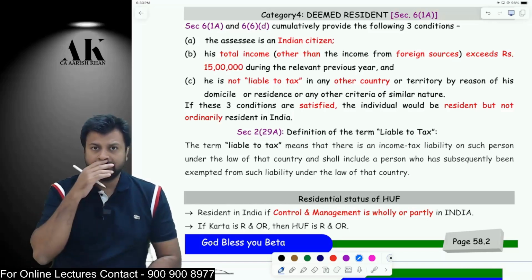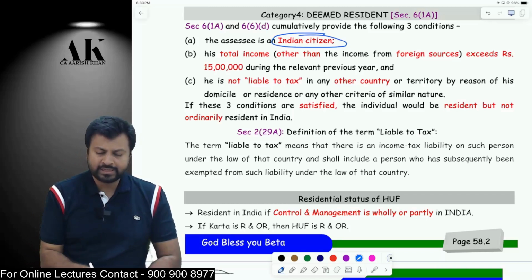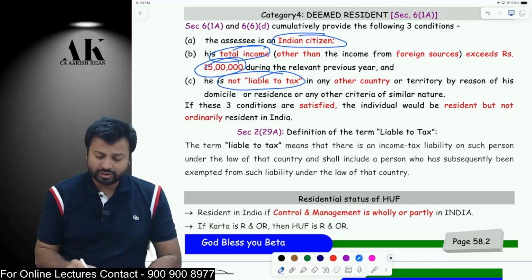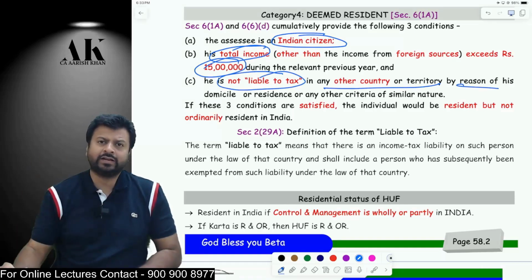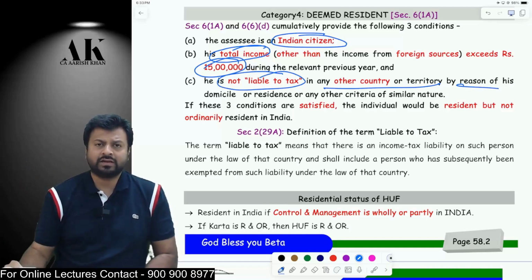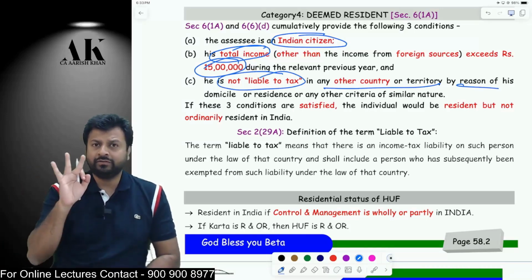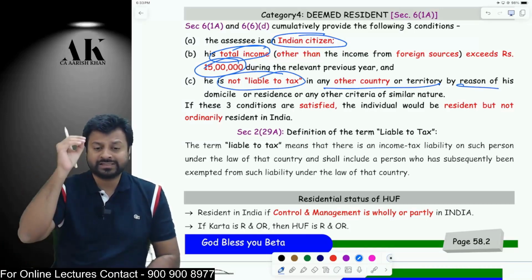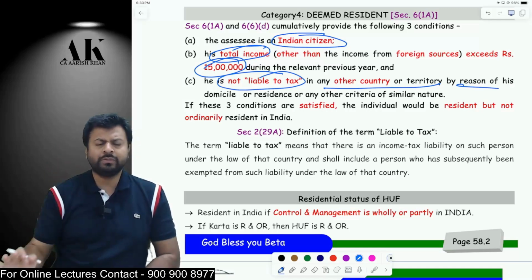What is the condition? You have to fulfill three conditions. The assessee is an Indian citizen, and his income from Indian source is more than 15 lakh rupees, and he is not liable to tax in any other country or territory in this entire world by reason of his residence or domicile, etc. So if you fulfill these three conditions, then without even staying for a single day, you will be called a resident.